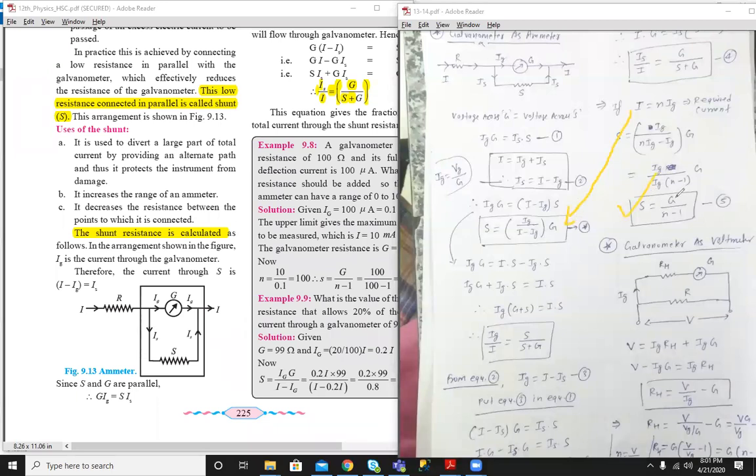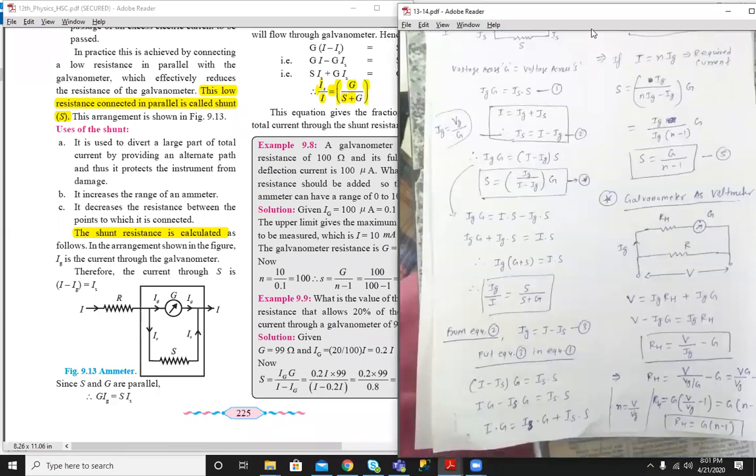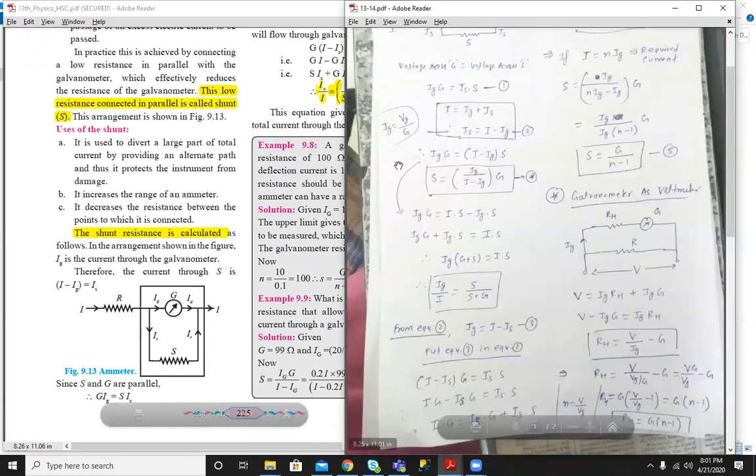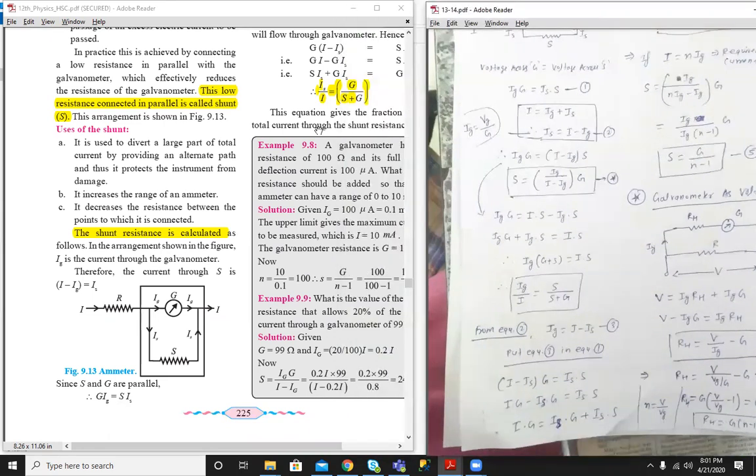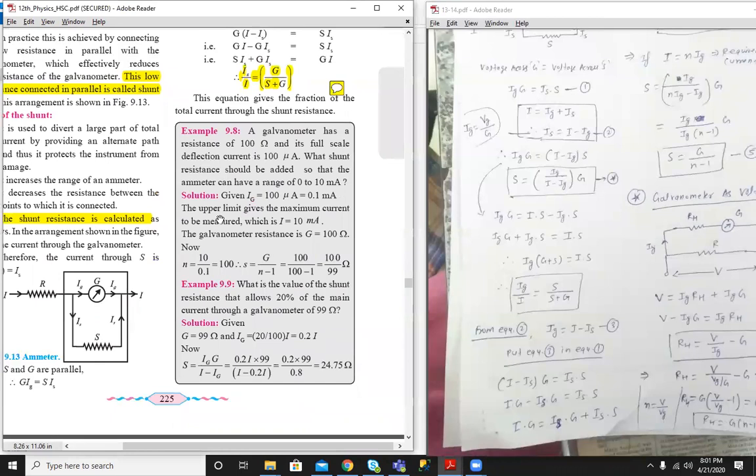So this is the MCQ question. S equal to G upon N minus 1, where N is how many times the current must be increased to get a meter of range I. Okay. So these are the four formulas. Let's move ahead and see the problem in the book related to this ammeter.